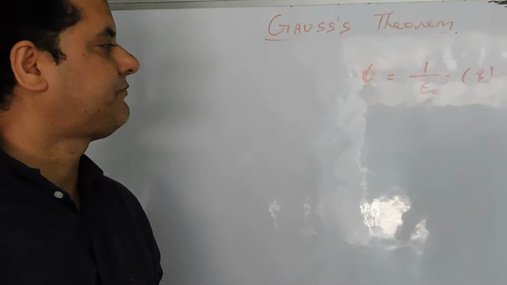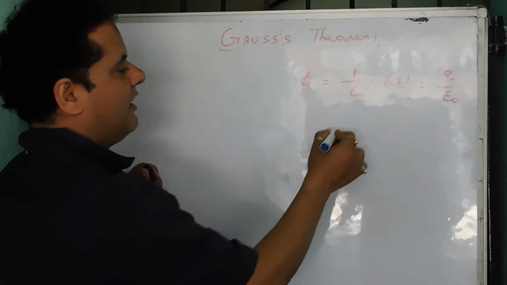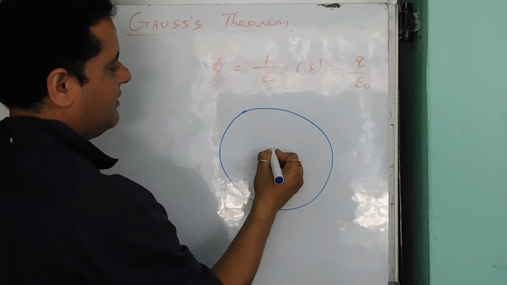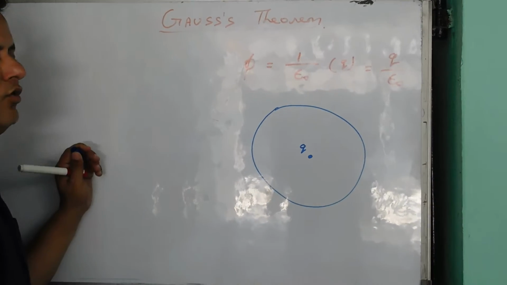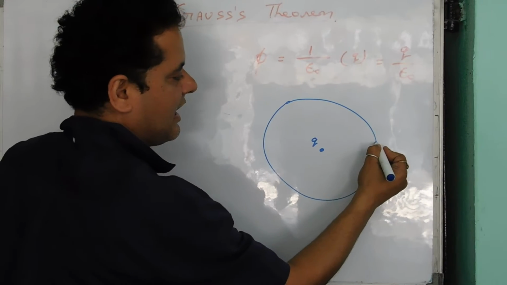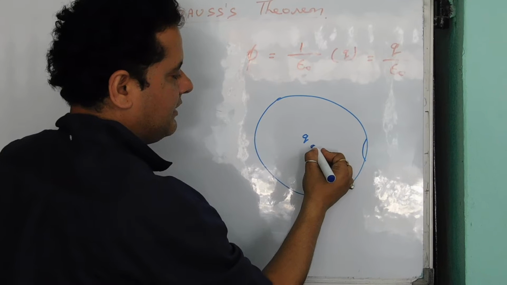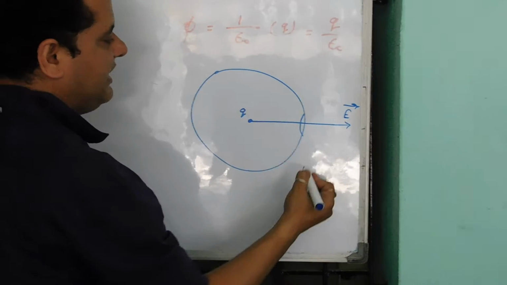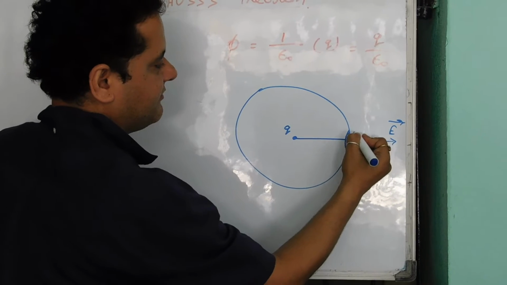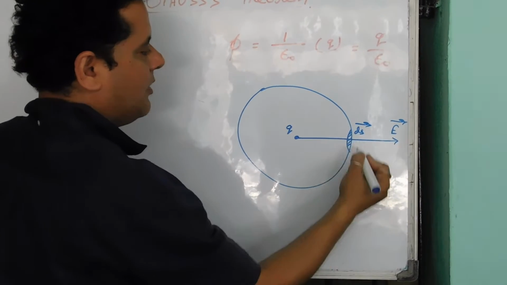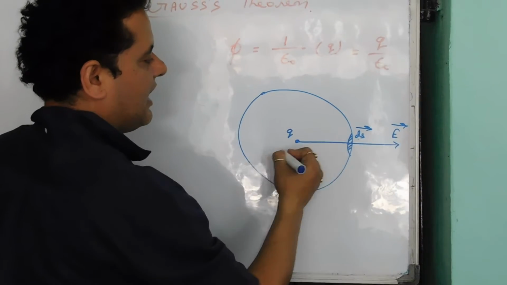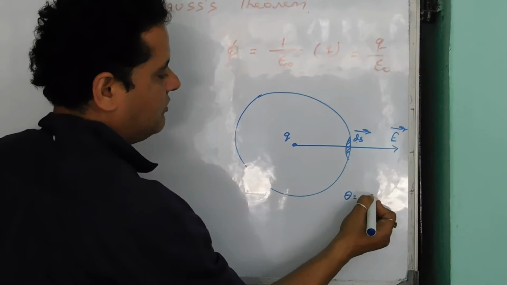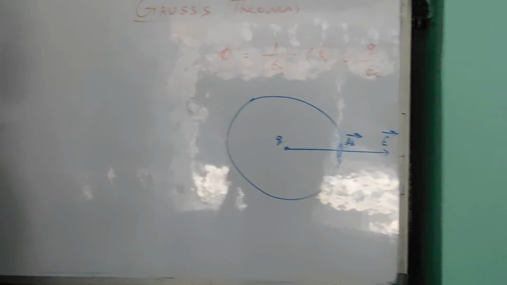Let's prove that. Suppose we have a q amount of charge enclosed by a surface, and this charge has electric field intensity E, and this is area vector ds. Both ds and E are along the same line, so the angle between them, theta, is equal to 0 degrees.